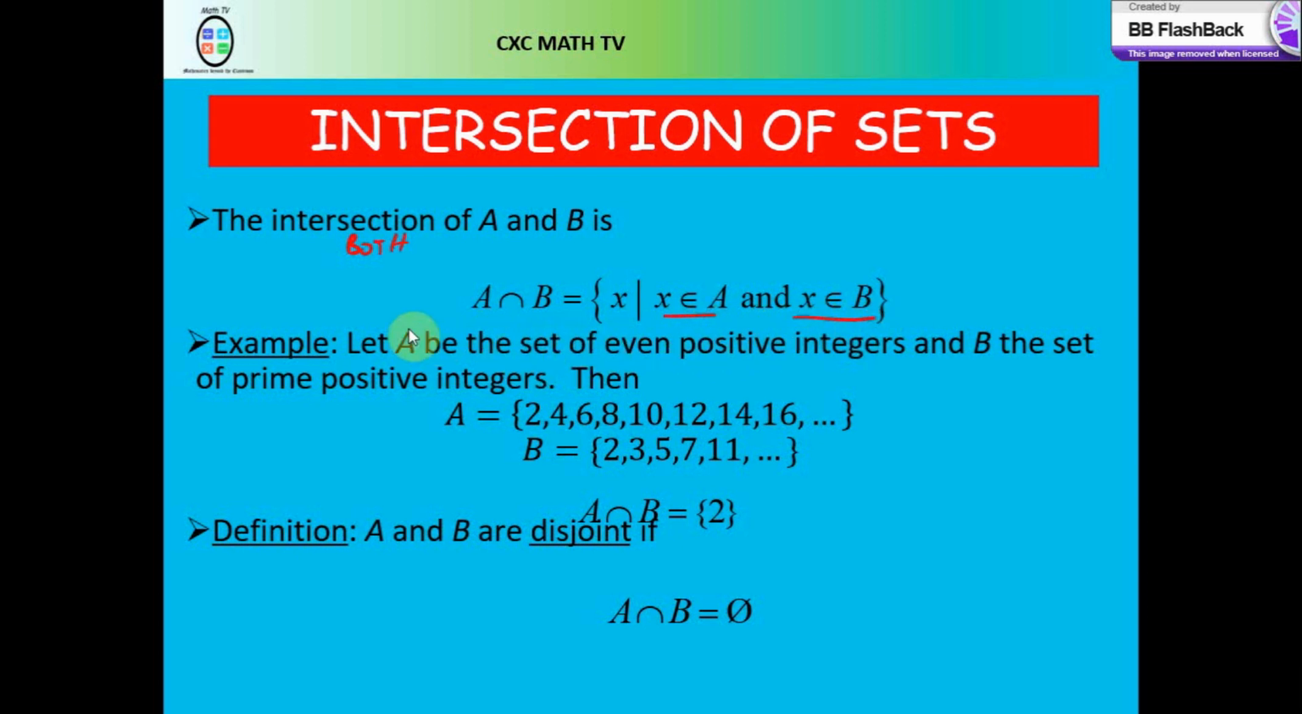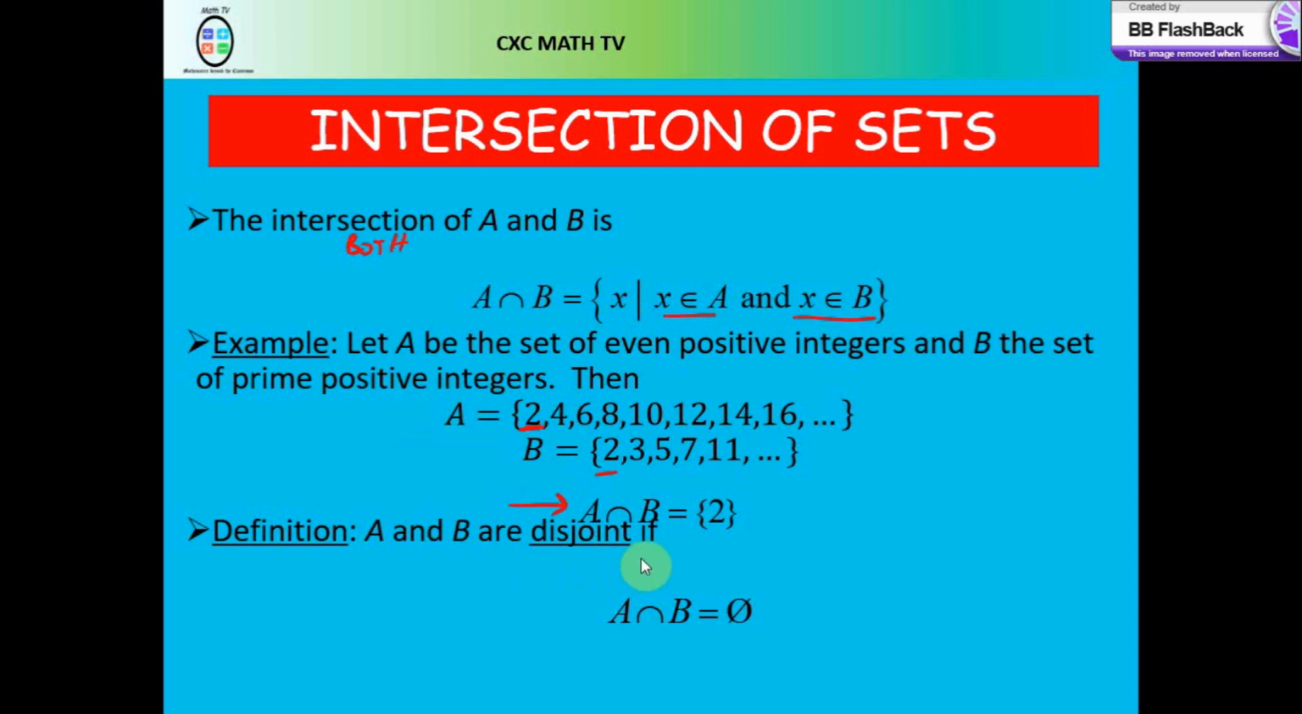So, for example, let A be the set of positive integers and B be the set of prime numbers. What do these two sets have in common? So, underline it. Set A has a 2, set B has a 2. Both of them have 2 in common. So, in that case, A intersect B is 2.